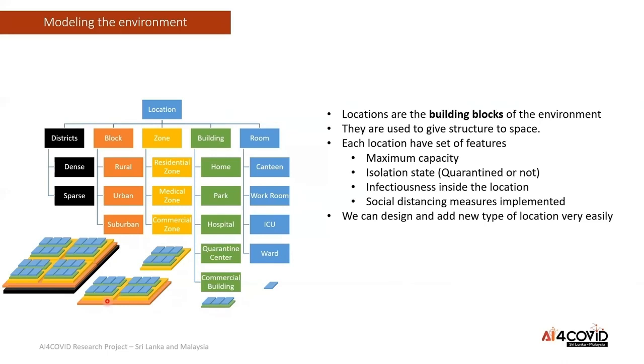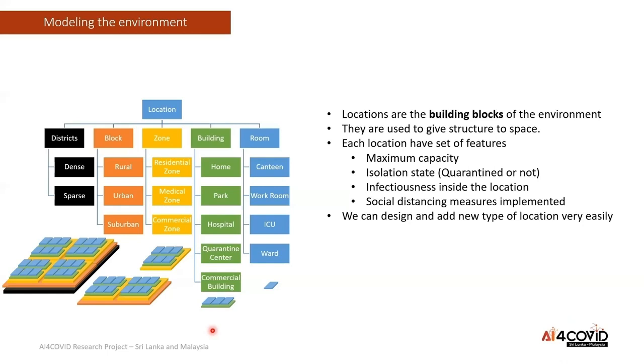So another thing is that these locations give a structure to space. Now, because we know that a building has 3 rooms, it gives a certain kind of structure to the building. Also, we can add different constraints like maximum capacity to a room or ICU, so that will come in handy. Also, we can isolate different areas. For example, if you want to implement different quarantine strategies, we can isolate these locations based on the type of these locations.